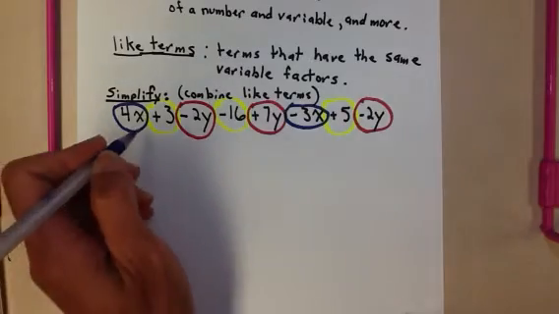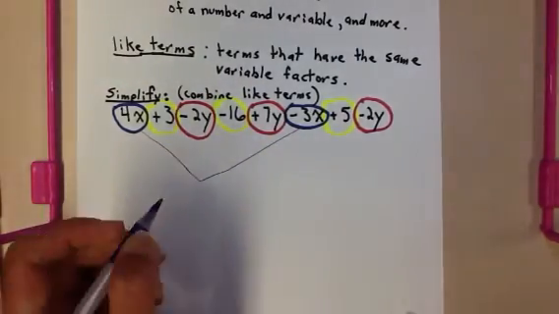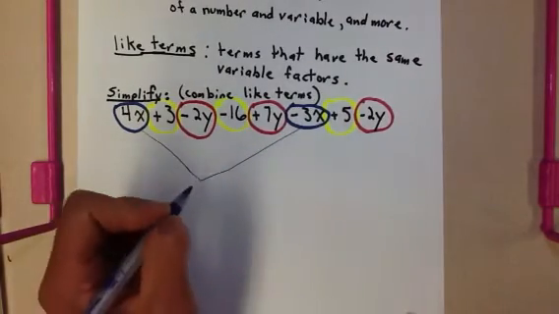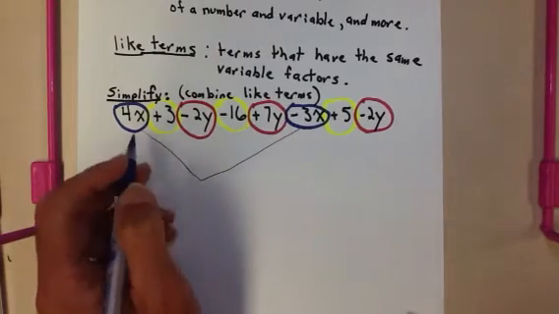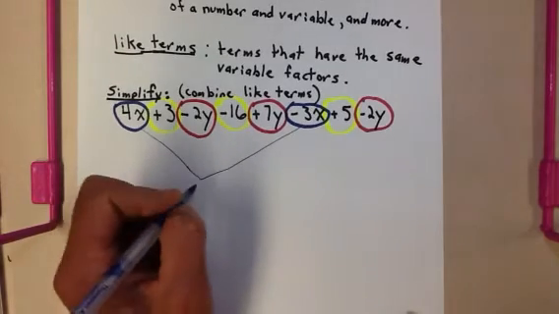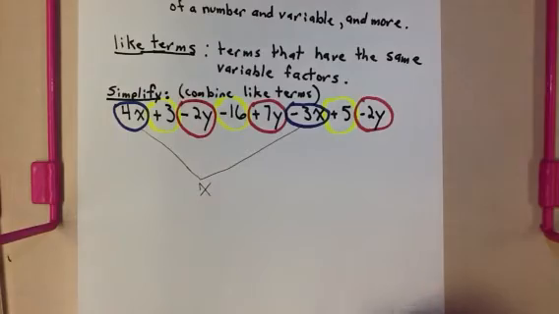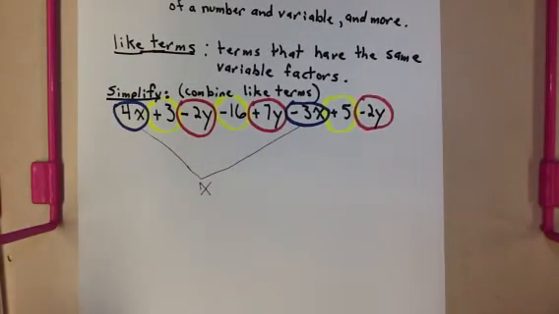Now let me simplify. I'm going to take my blue ones first. Okay, so combining 4x with negative 3x, well, that would leave 1x, right? 4x minus 3x is 1x. Well, we don't list it with the 1 in front. So that's just kind of that invisible one. So I'll just leave an x there.